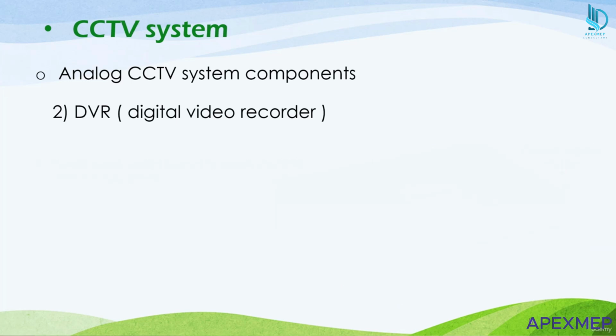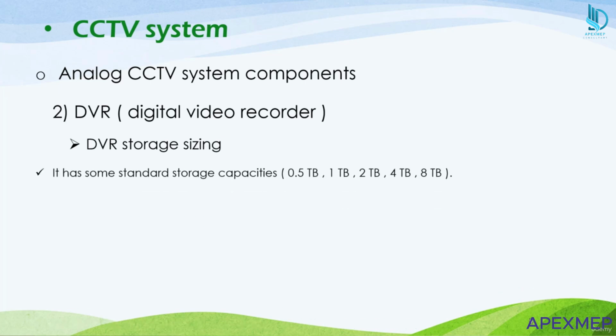Now we need to know how we can size the required storage space of the DVR. As we said, the DVR needs a storage space to save the recorded videos in. And here we find there are some standard storage sizes in the market to buy the DVR with. Those storage capacities are 0.5 terabytes, 1 terabyte, 2 terabytes, and for larger capacity applications, when we need a larger storing size, we can use the 4 terabytes DVR or the 8 terabytes DVR as a hard disk capacity.